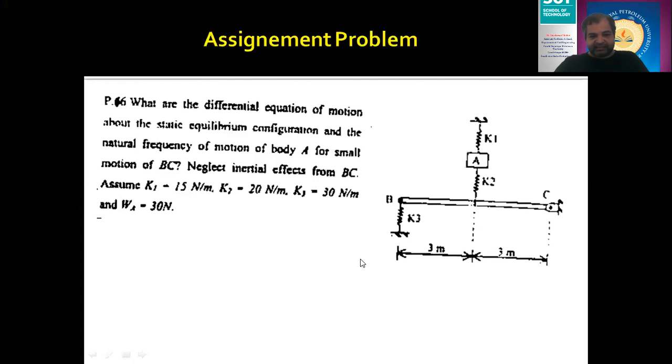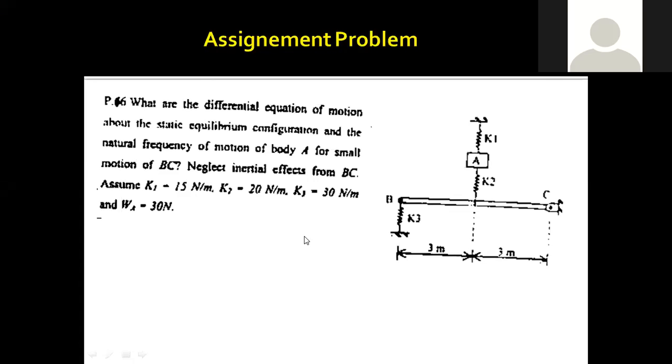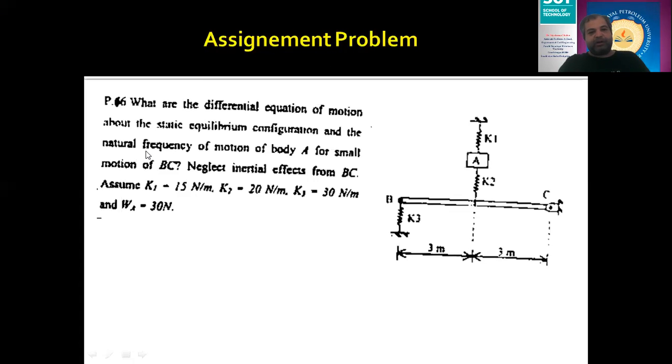So let us see this example. What are the different equations of motion about the static equilibrium configuration, and the natural frequency of body A for small motion of BC?